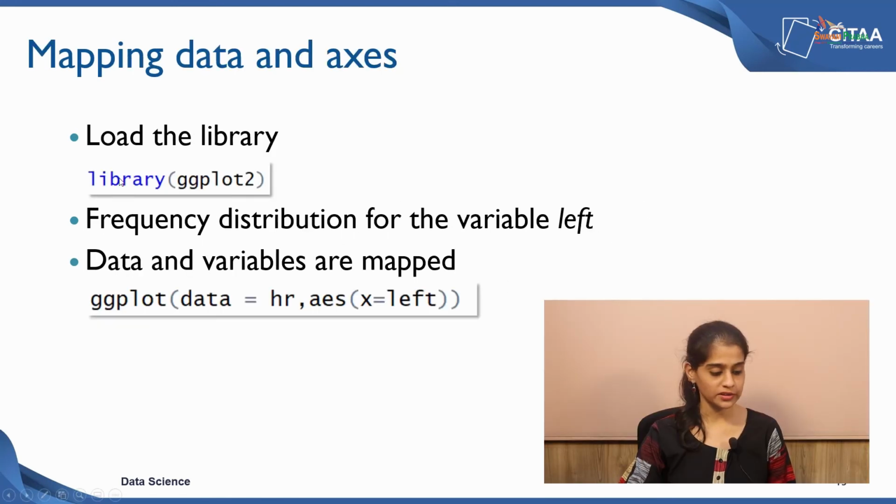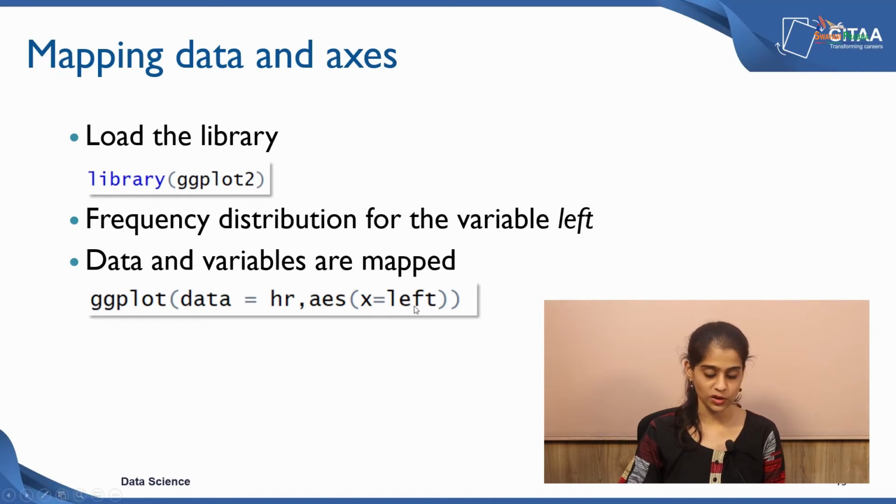Before moving further, you need to load the library. If you are on the same script file as earlier, then you can just skip this step. It is enough to load the package just once in the beginning, and after that you can use any of the functions from the package. We are going to be looking at the frequency distribution for the variable left, and we are going to start by mapping the data and the variables. So we are going to use the function ggplot, map the data as HR, and under aesthetic I am going to map X as left. Now in this case again we are going to map only one variable.